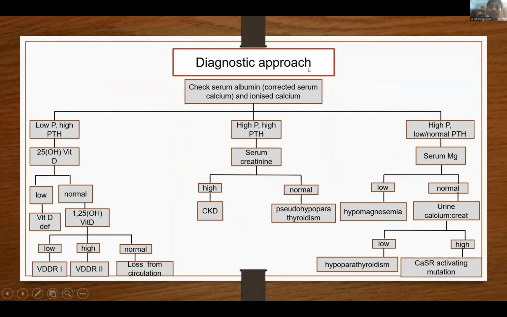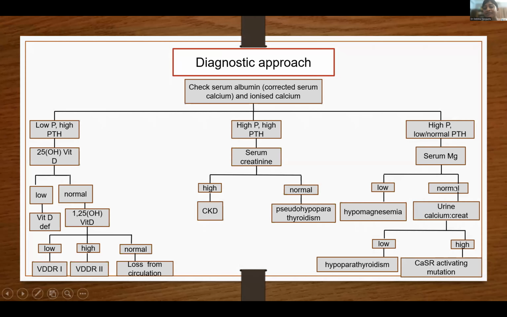So if you have a child who presents to you with hypocalcemia, first you confirm that it is true hypocalcemia. So you check the serum albumin and check the ionized calcium. Once you have confirmed it, then you should look at the serum phosphorus levels and the PTH levels. If there is hypocalcemia, and along with that you find that the PTH is low or normal and the phosphorus is high, that means there is something wrong with the parathyroid gland, because under normal conditions the PTH should have been elevated, but it is not elevated. So then you should first and foremost look at the serum magnesium. Low serum magnesium can cause suppression of PTH, so hypomagnesemia will be the reason.